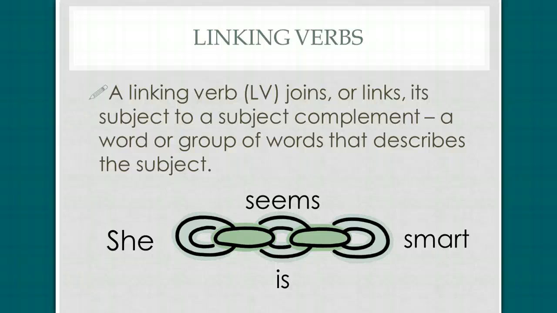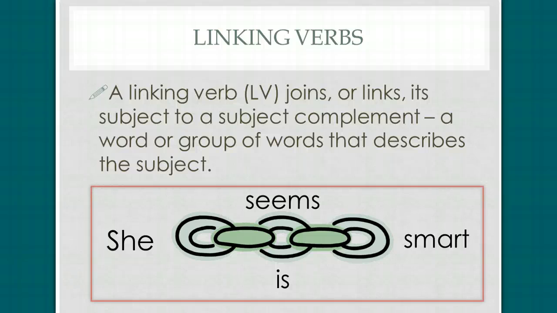The second type of verb that we are going to look at is linking verbs. A linking verb joins or links its subject to a subject complement, which is a word or group of words that describes a subject. Here, I have demonstrated how the linking verb is and seems have linked the subject she with the subject complement smart.